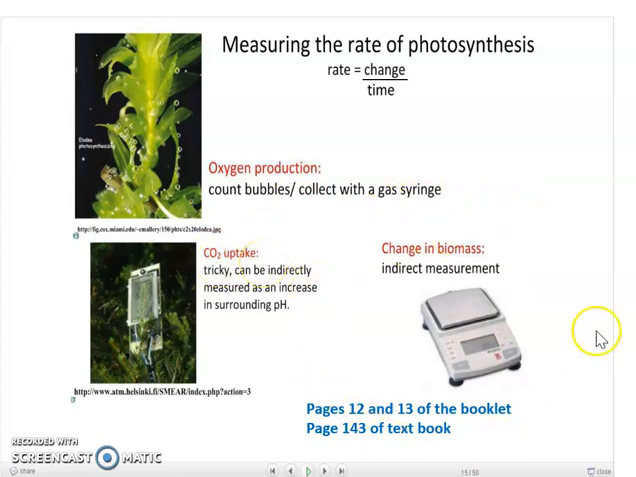This one is less used, it's an indirect measurement, but this is saying that if the plant becomes larger in biomass, it must have been doing more photosynthesis to generate the nutrients and the energy to grow. So a change in biomass per unit time also gives us an indication of the rate of photosynthesis. And if you haven't already done so, please look at these pages of the booklet and the textbook and make sure that your notes are complete.